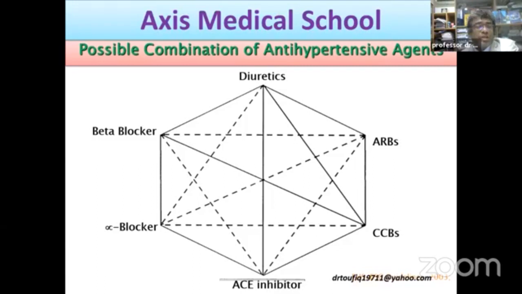These types of combination can be made. A beta blocker and calcium channel blocker combination may be done. Diuretics with calcium channel blocker may be done. But we should not choose two groups of drugs that act on the same site. Like alpha blocker and calcium channel blocker should not be given together, because calcium channel blocker causes peripheral vasodilation, and alpha blocker causes the same type of action. So this combination should not be done. This is the principle of combining one antihypertensive group with another.